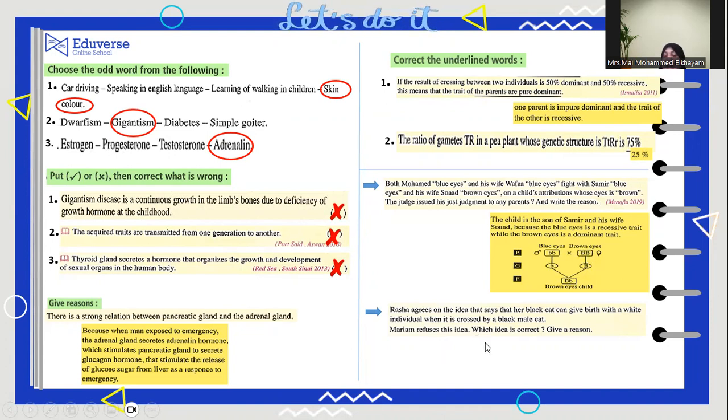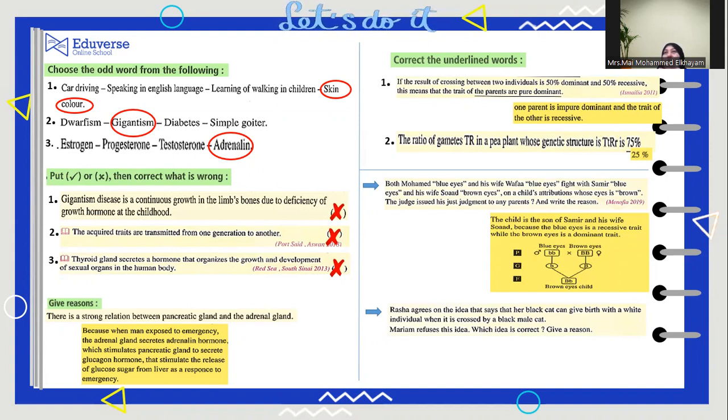Rasha agrees with the idea that her black cat can give birth to a white individual when it is crossed with a black male cat. Mariam refuses this idea. Which idea is correct? Give reason. So Rasha believes that if she has a black female cat and it mates with another black male cat, can they give rise to white cats?